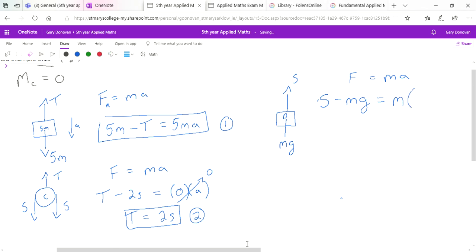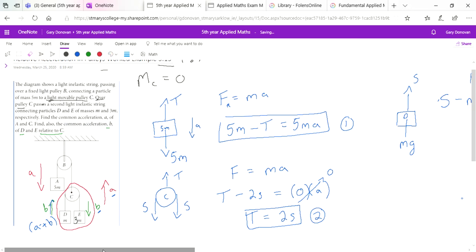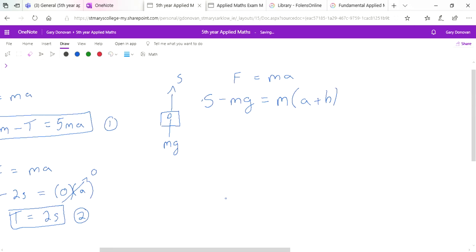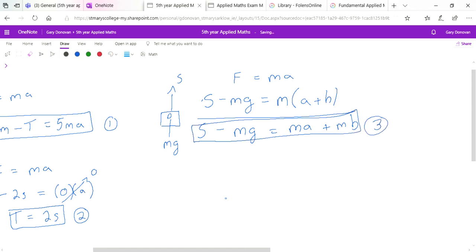and this is a tricky bit, is going to be a plus b. And remember that a plus b is there because it's not only moving up with an acceleration b, it's also moving up with an acceleration a. So its total acceleration is both of them together. You can simplify that equation then to give you S minus mg equals ma plus mb, and we put a box around that, that's equation 3.